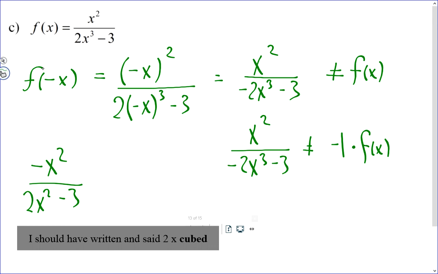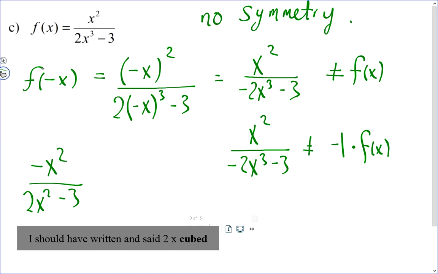In other words, since f of negative x is not the same as f of positive x, and since f of negative x is not the same as negative 1 times f of positive x, there is no symmetry in this function.